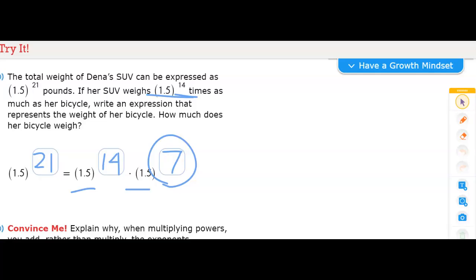So how much does her bicycle weigh? Well, let's solve it. 1 5/10 to the 7th power. I'm definitely going to use my calculator. And it equals a decimal, actually, 17 point something. But it just says how much is the weight, so we're going to use a whole number, and we're going to stick with 17 as the weight of her bicycle.